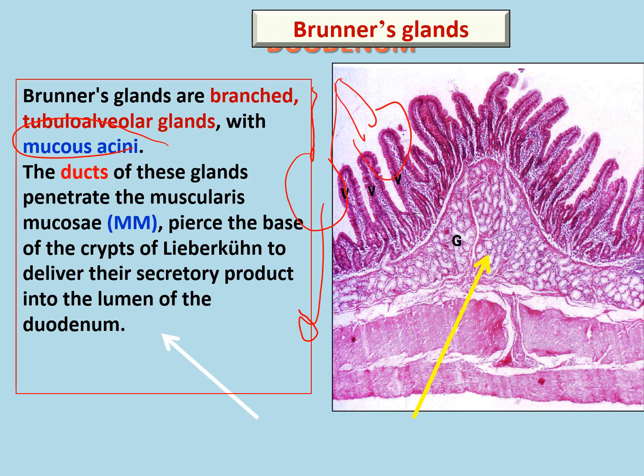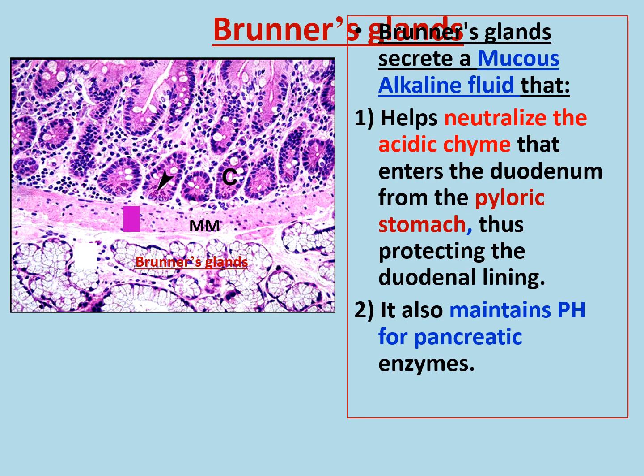Why do we need Brunner's gland mucus here? Because this mucus will be alkaline. What is the importance of alkaline mucus here? Because the duodenum will receive gastric chyme. What is gastric chyme? It is digested food from the stomach containing HCl. In order to neutralize this HCl, Brunner's gland will secrete alkaline mucus, which will neutralize the acidic chyme coming from the pylorus of the stomach, so protecting the duodenal epithelium.